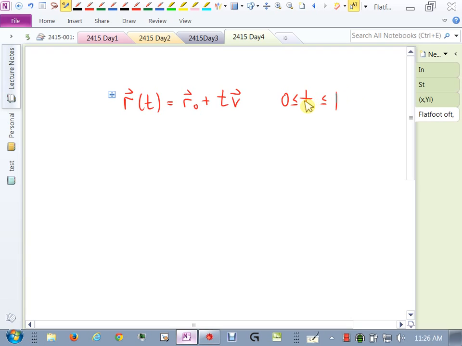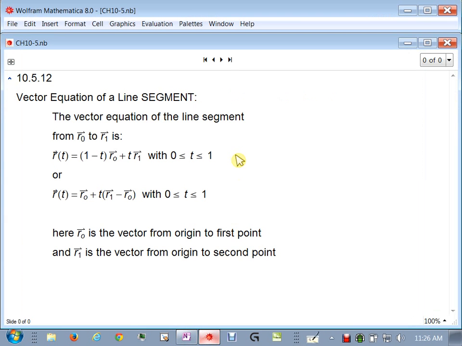If you change this to 0 to 2, you're no longer going to draw the line segment between the 2 points. It'll be a line segment, but it won't be the one between them. All right, I hope that all makes sense.